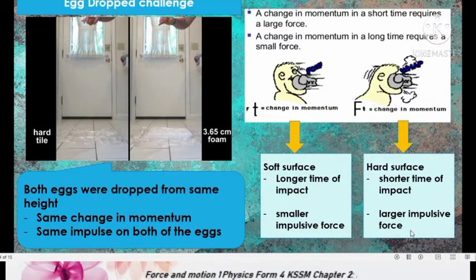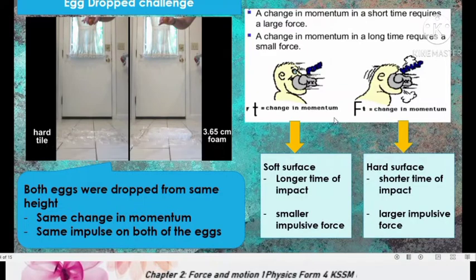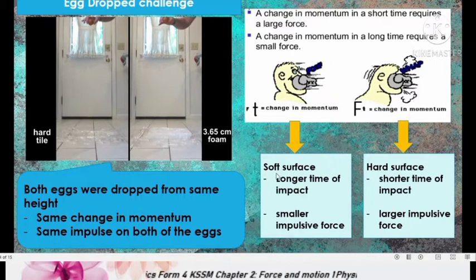Thus, the egg breaks. So for this situation, we can state that the impulse acting on both of the eggs is the same, or the same change in momentum. Thus, the force that acts on the egg actually depends on the time of impact. As we can see from here, force is inversely proportional to time of impact.